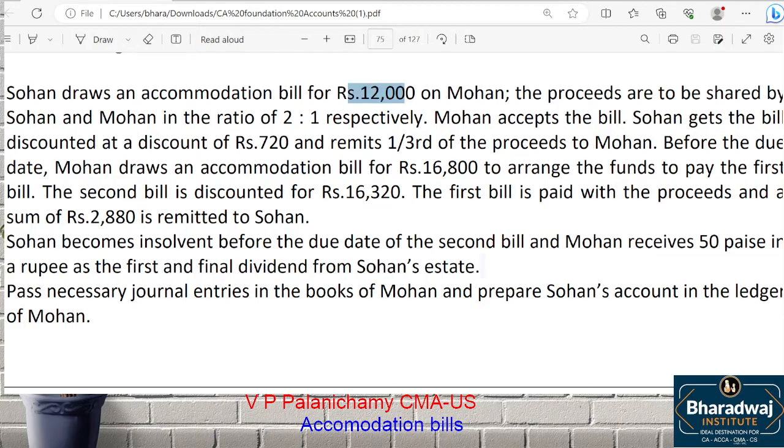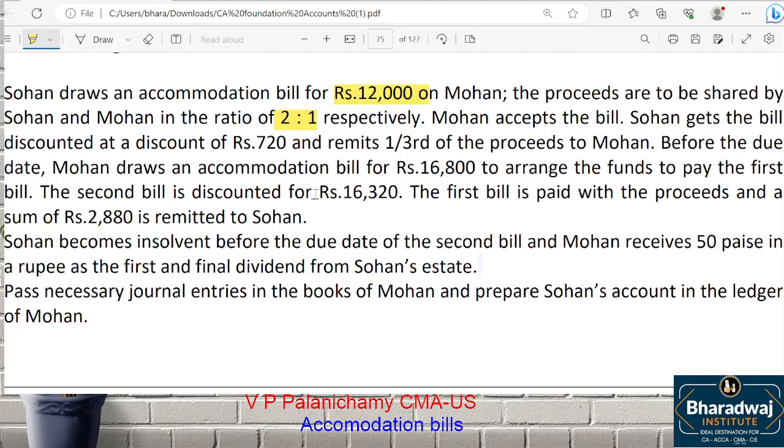Sohan draws an accommodation bill of 12,000 on Mohan. The proceeds are to be shared in a 2:1 ratio. The first bill got discounted for 11,280, and 1/3 is sent to Mohan.